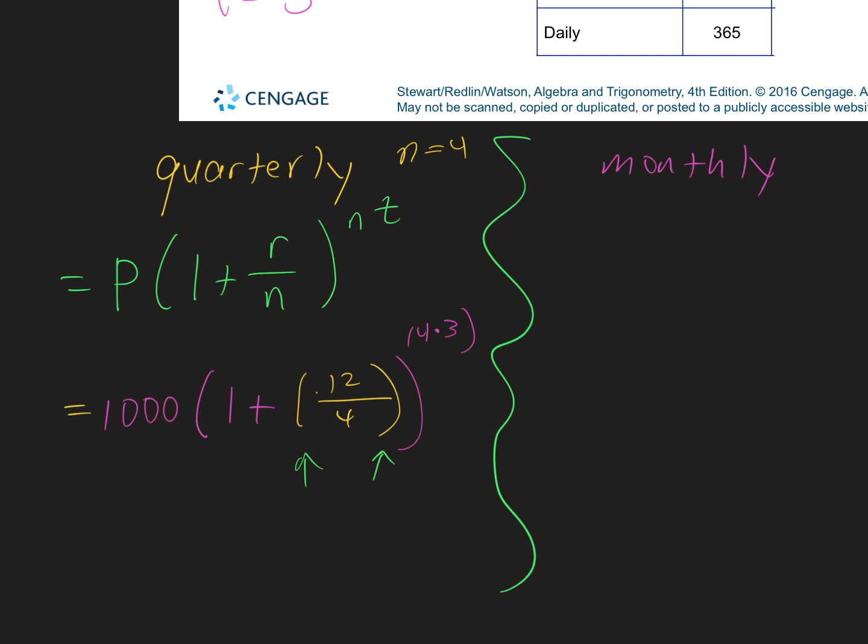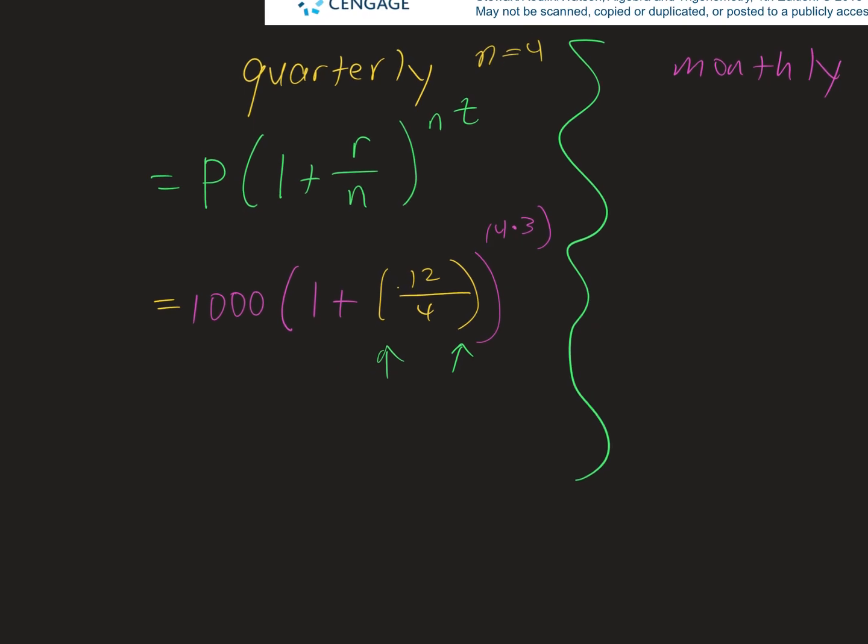If you do not put a parenthesis around that fraction inside, you will not get your answer right. You can plug it in exactly how I have it written. You can say 1,000, parenthesis, 1 plus, parenthesis, 0.12, divided by 4, close your parenthesis, close a parenthesis, and then raise it. What is 4 times 3? 12. I'll show you how to do it backwards with that one. Anybody do that work with me?